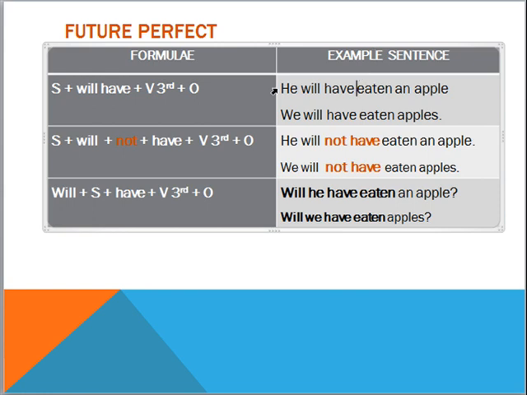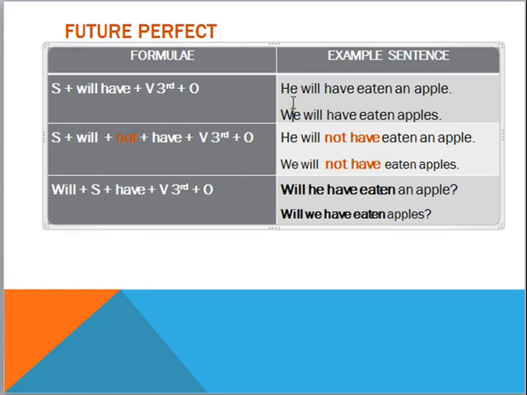And the example sentences are: affirmative, he will have eaten an apple. Another example: we will have eaten apples. Negative: he will not have eaten an apple, or we will not have eaten apples.